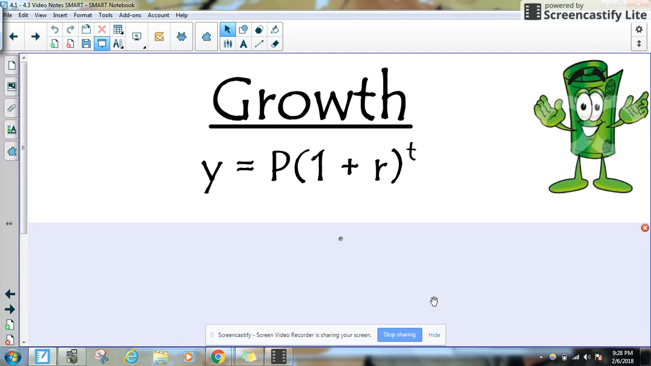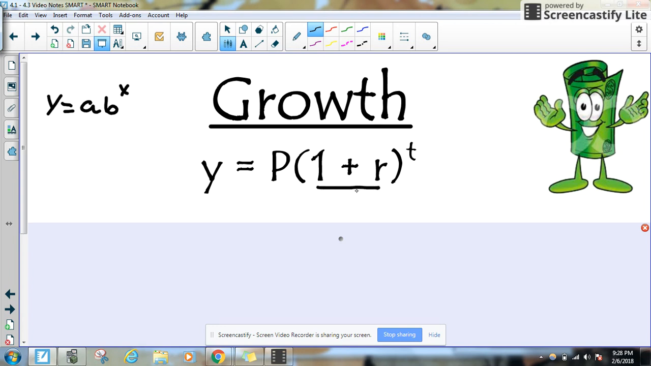Let's talk about the formula for exponential growth. The exponential growth formula is very similar to our normal formula. Remember, our normal formula is y equals ab to the x. But in this formula here, the b is going to be a little bit more developed. The growth formula is going to be y equals p times parentheses 1 plus r, close parentheses, raised to the t.